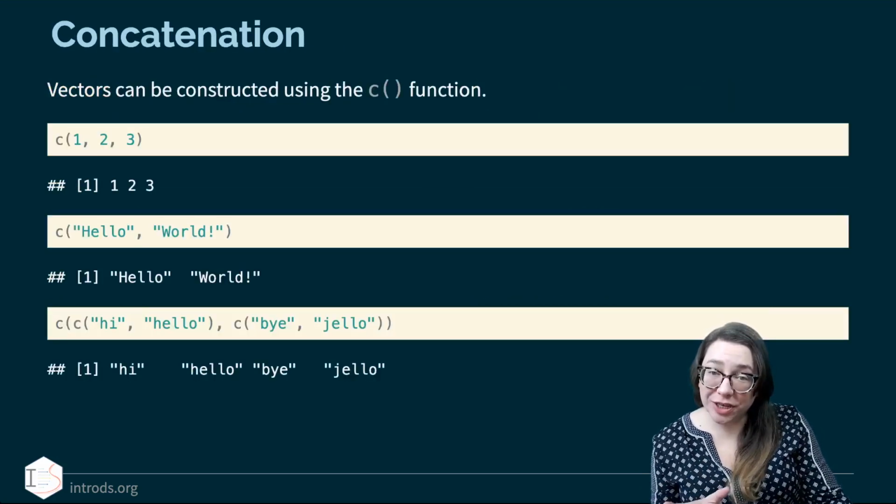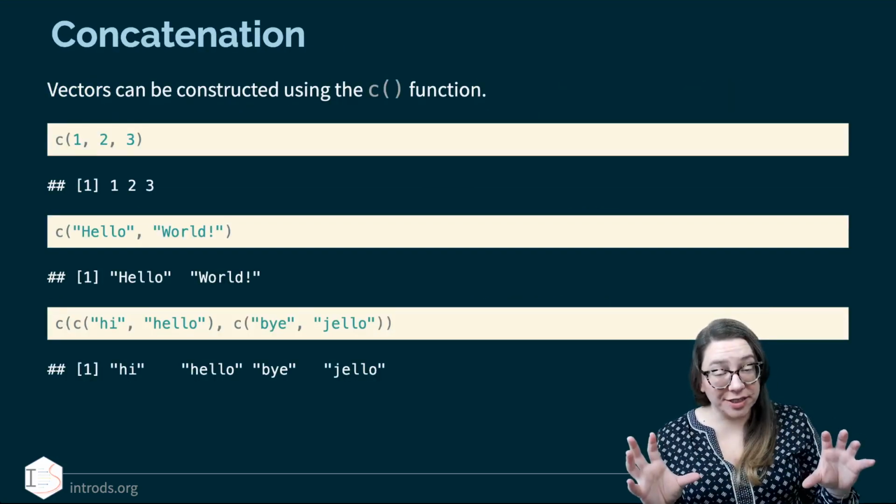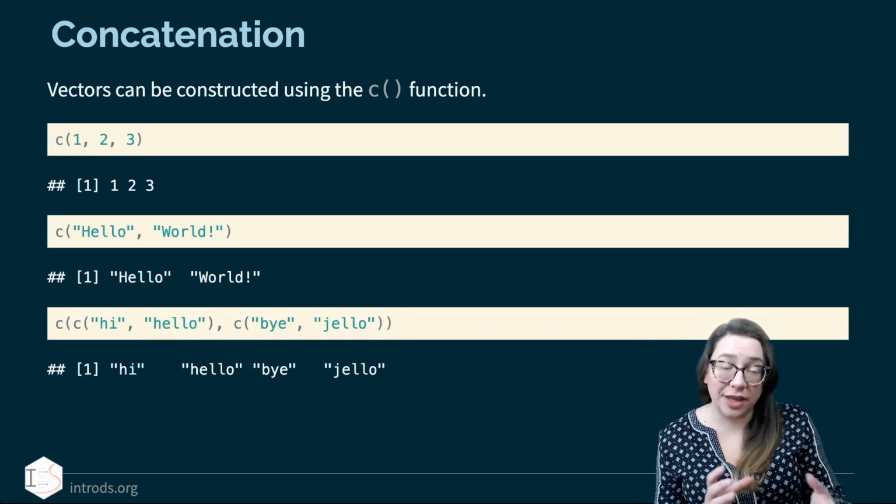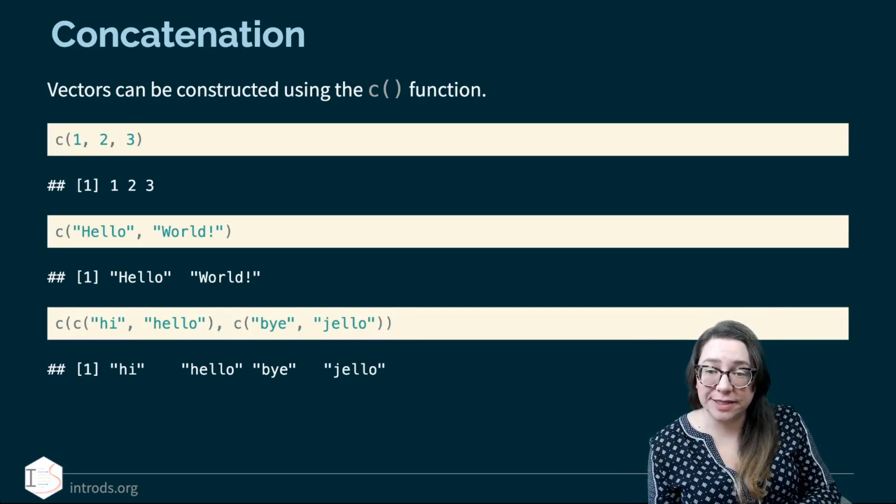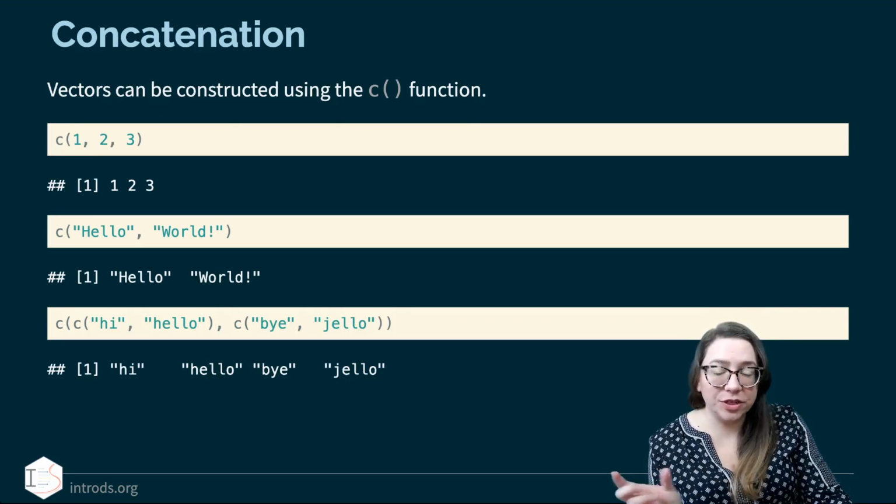Concatenation is what we can use to construct vectors in R. It's the c function that you've already seen in various places. So if I want to create a vector with the numbers 1, 2, and 3, I can just separate them using commas with the c function. And this is what the result looks like.